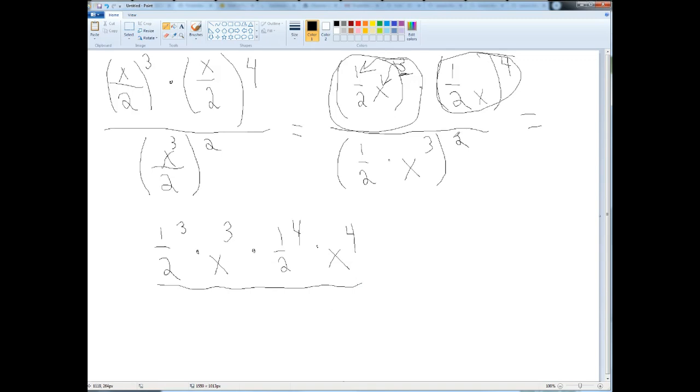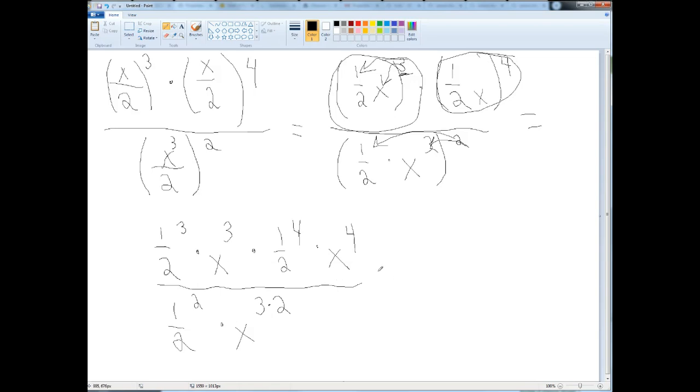Now, on the bottom, this time we're going to distribute the cube to our factors. So we'll have 1/2 cubed times x to the power of 3, and we're going to be distributing the cube to that, so it's going to look like 3 times 2, because when you have two exponents together like that, you're multiplying them. I can expand that out in another lesson.